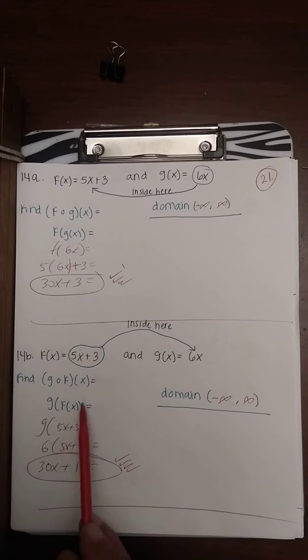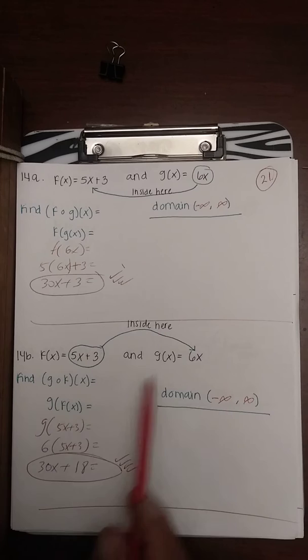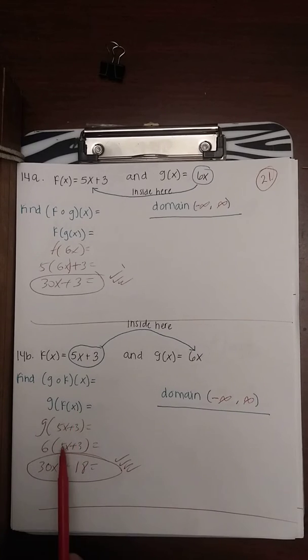G circle f means f of x goes here. This one goes in there. 5x plus 3 goes there. 6 times 5x plus 3 is 30x plus 18. Done. And negative infinity to infinity is the domain of this one.